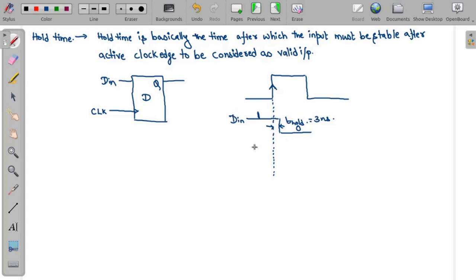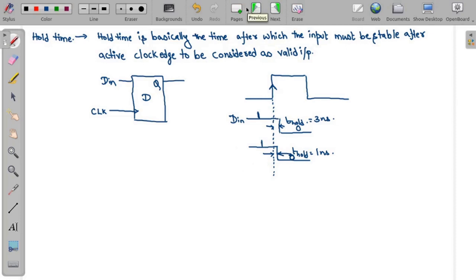Now suppose I draw the same input for this circuit, and the transition was somewhat like this, where T hold was equal to 1 nanosecond. So my D flip flop will not consider this as 1. It will continue its previous state, whatever it was, 1 or 0. So this is the concept of hold time and setup time.